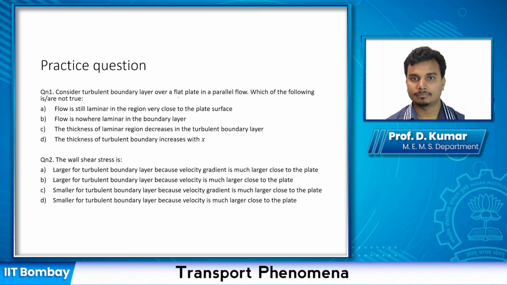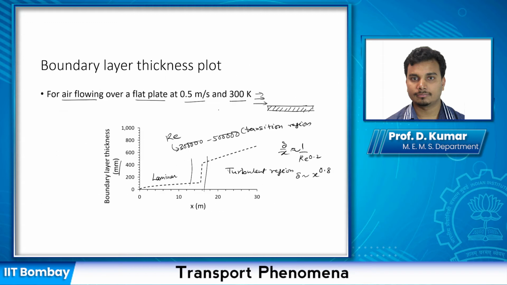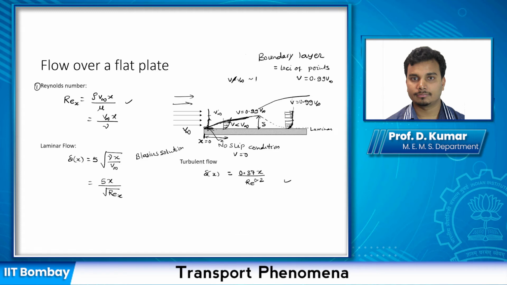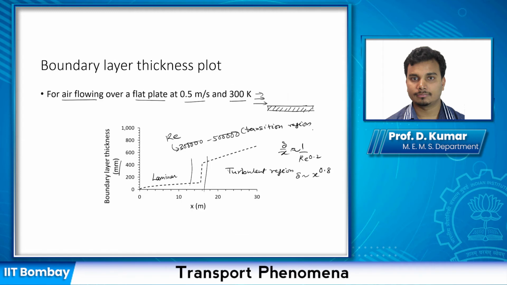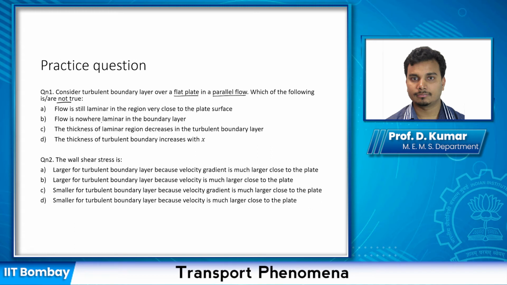Consider this turbulent boundary layer over a flat plate in a parallel flow. Which of the following is or are not true? It's asking for not true. Flow is still laminar in the region very close to the plate surface. We have seen it earlier. Okay. Flow is nowhere laminar in the boundary layer.